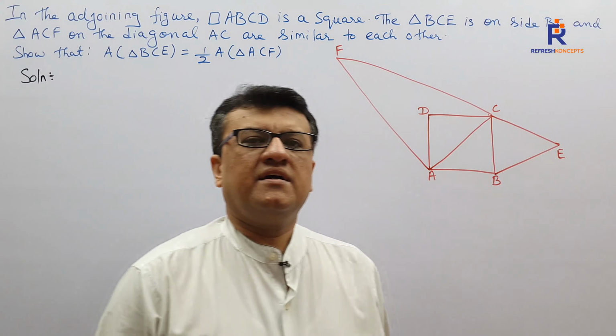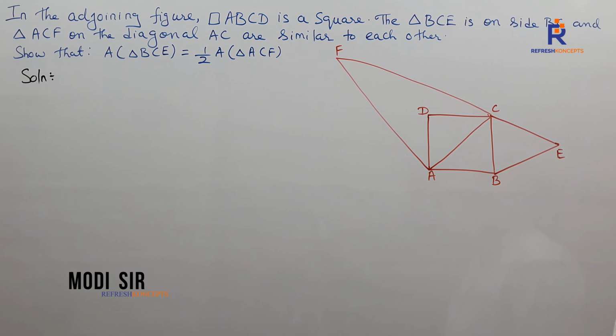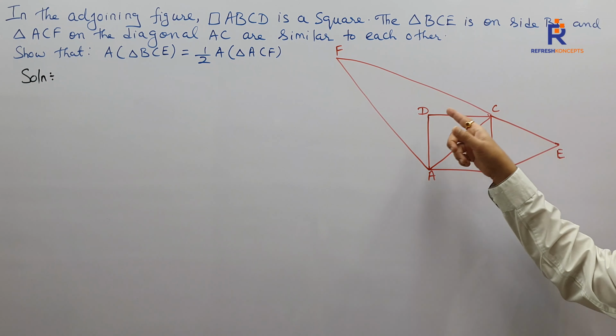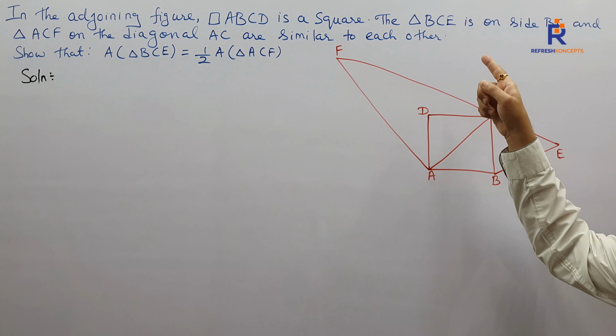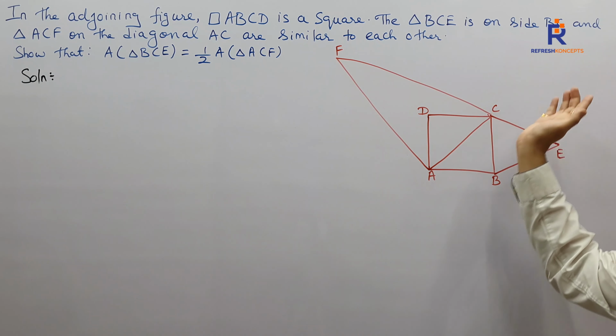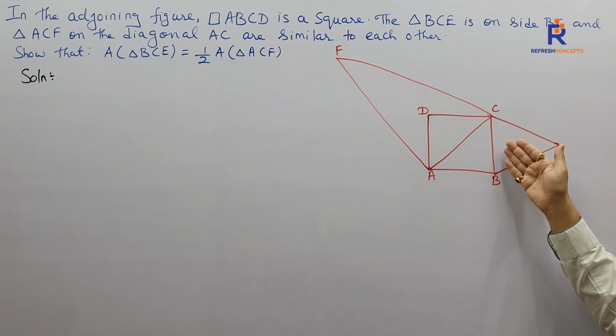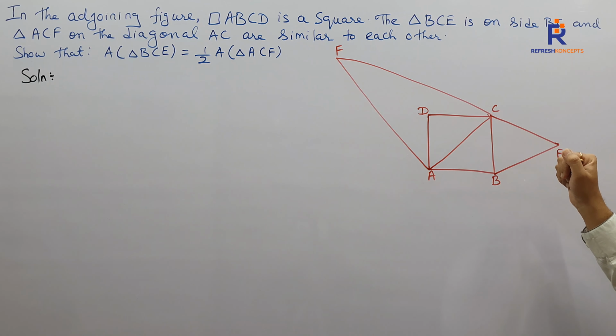Let's see what the next one is trying to say. The next one says, in the adjoining figure, quadrilateral ABCD is a square. Okay, fine, ABCD being a square. Triangle BCE is on one side of BC. This is BC, which is a side of the triangle. At the same time, it's a side of the square also.